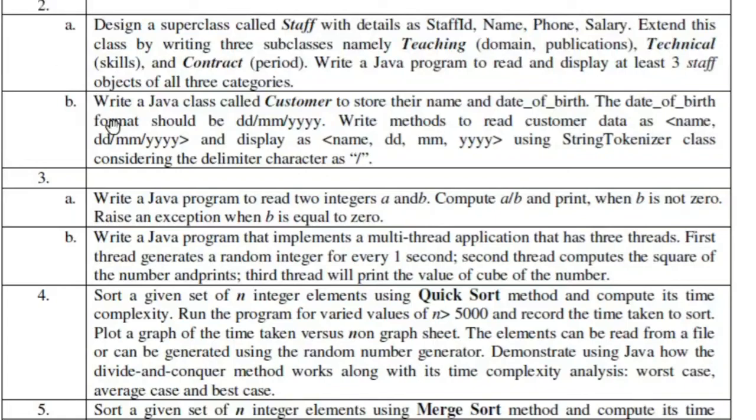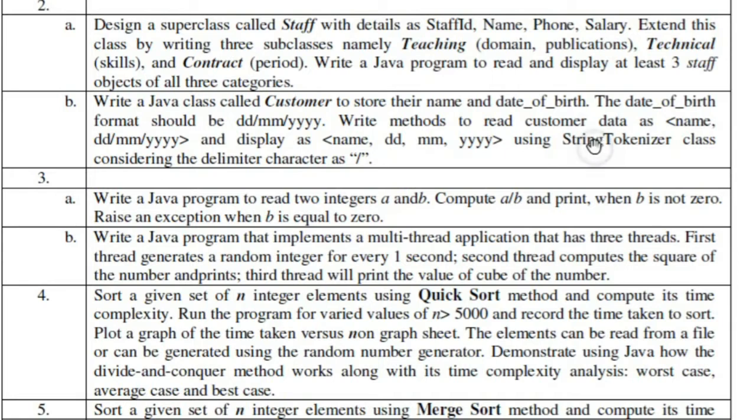In the second part of the question, we have been asked to create a Java class called customer to store name and date of birth. But in this program we'll be using a single string variable to store both of these, so we have one data member to store both. Then we have to write the methods to read customer data and display the customer data. So we have two functions and one data member.